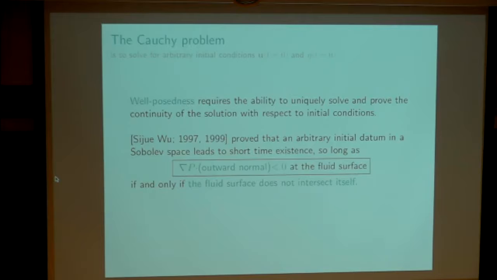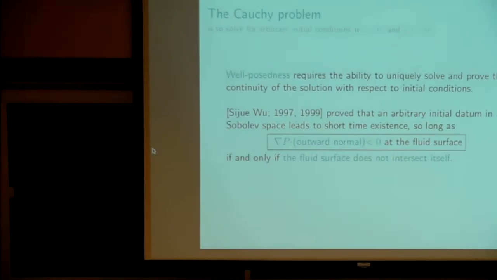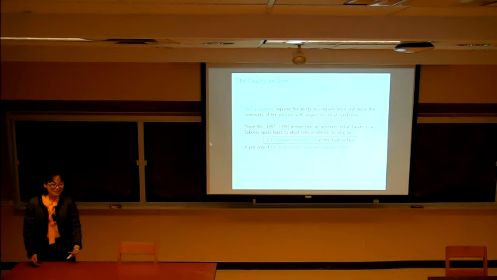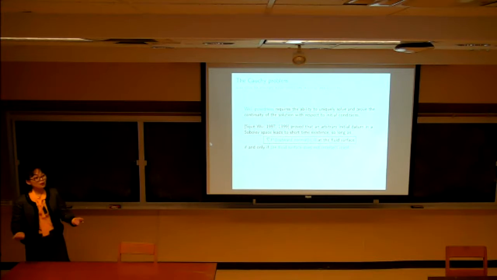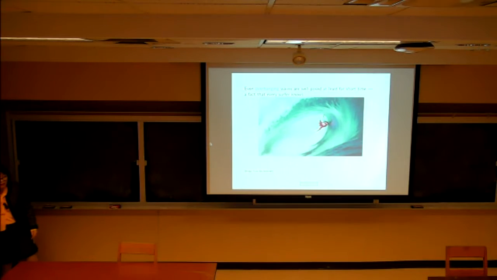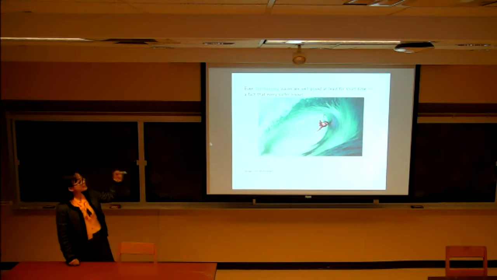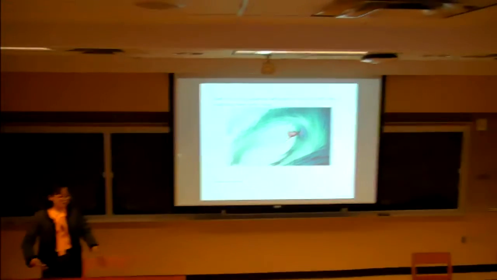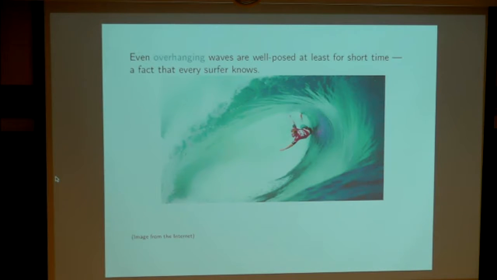It doesn't have to be a graph. To make things simpler, when I described the water wave problem, I assumed, and I didn't make this explicit, that the fluid surface is of graph form, but you don't have to require that. And in particular, it's a consequence of her proof that even overhanging waves persist, at least for a short time, if all the data is smooth enough. And this is why we can surf on a big wave like this. Well, I'm not a surfer, but if there is a surfer in this room, can you verify?